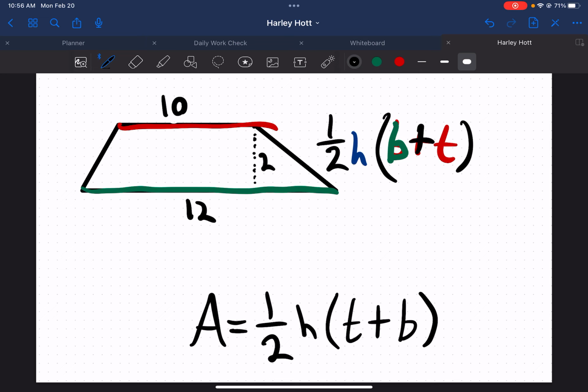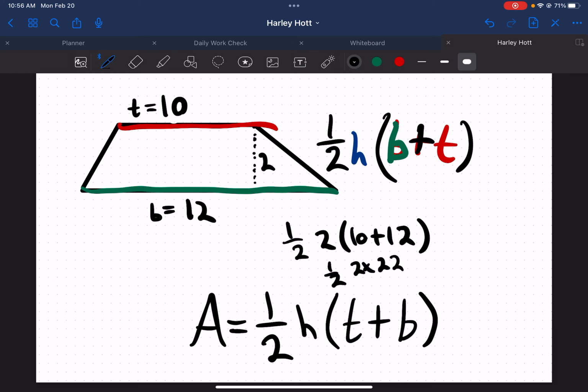In order to calculate the area, we're going to take our base, this is our base, and our top, our bottom and our top. We're going to add them together, 10 plus 12. We're going to multiply whatever that sum is by 2, and then we're going to take half of that whole thing. So here we get 22 times 2 times 1/2. Well, that just equals 22. So the area here is 22. There we go. That's all you've got to do.